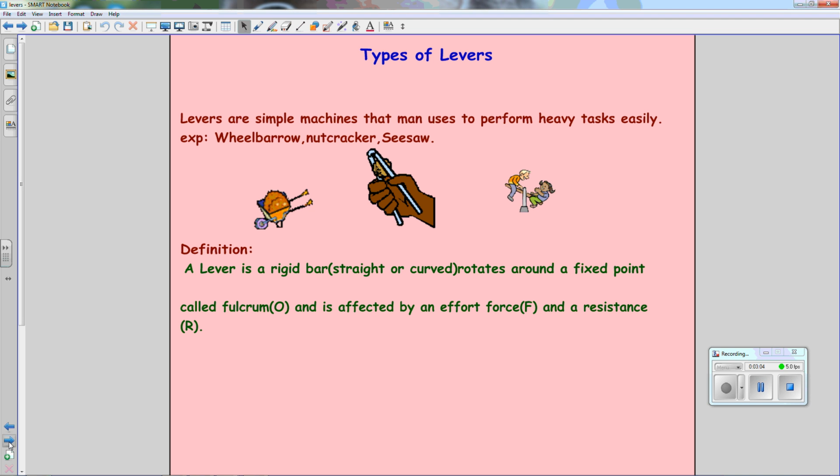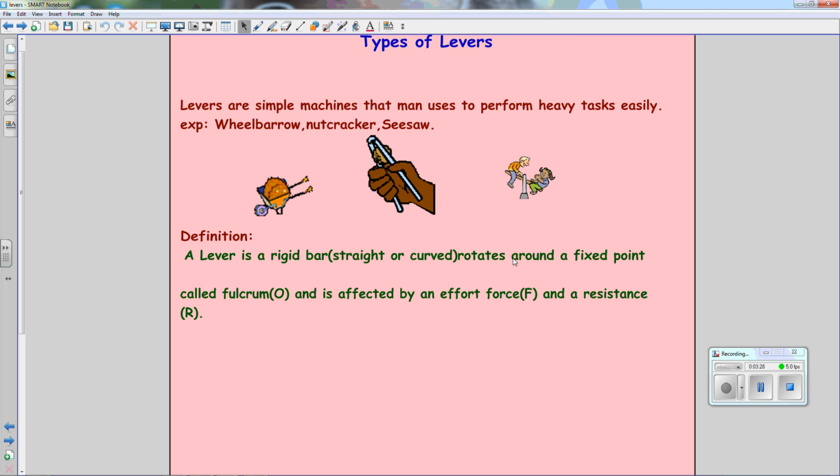And examples of levers or simple machines are a wheelbarrow, a nutcracker, and a seesaw. These are examples of simple machines called levers.